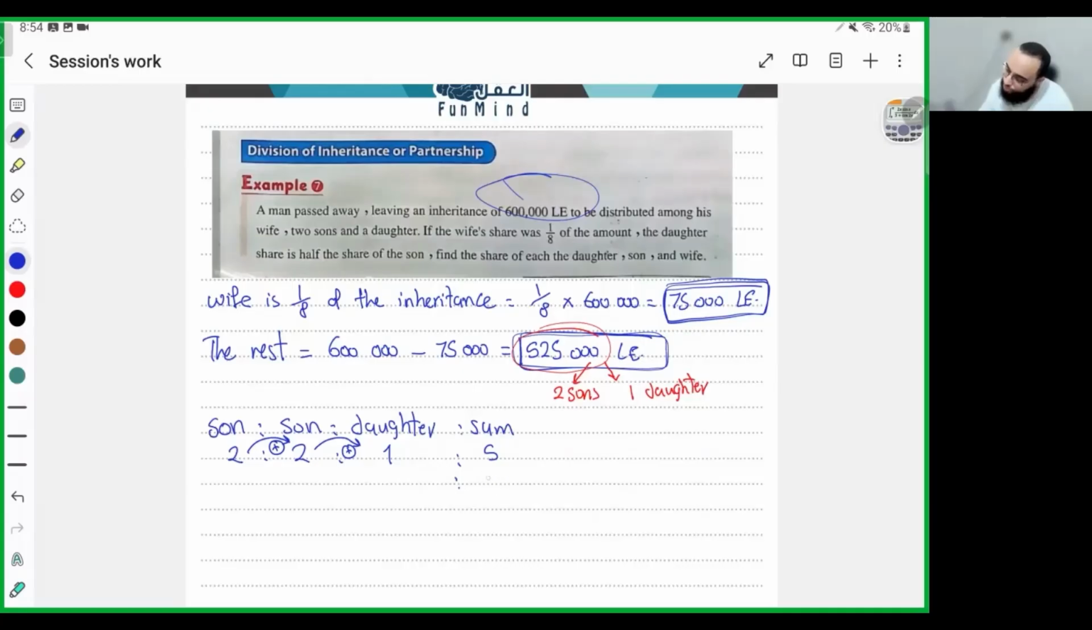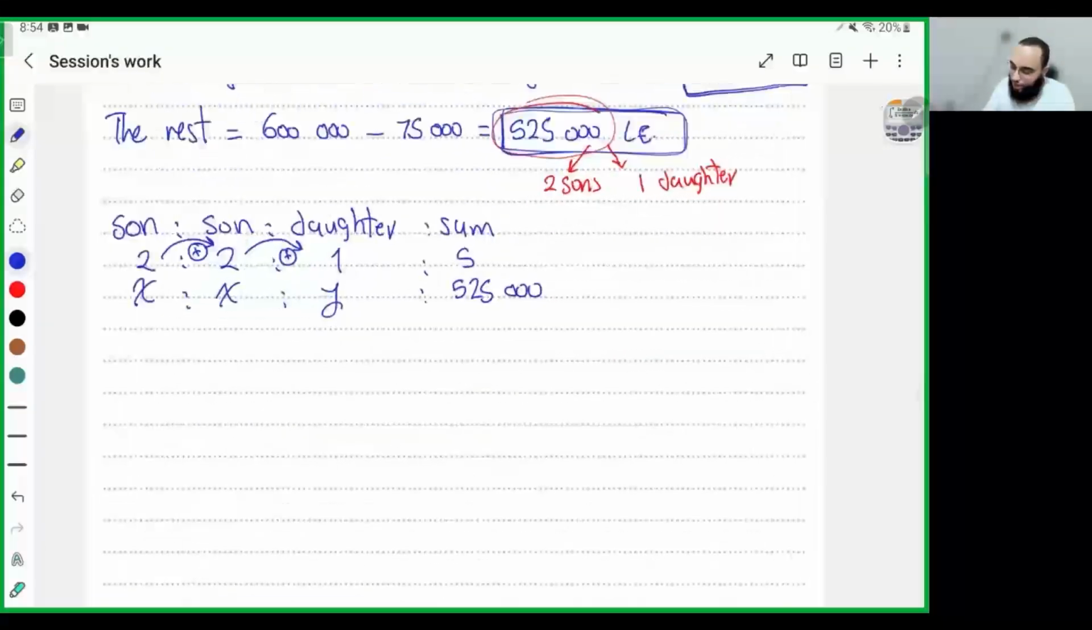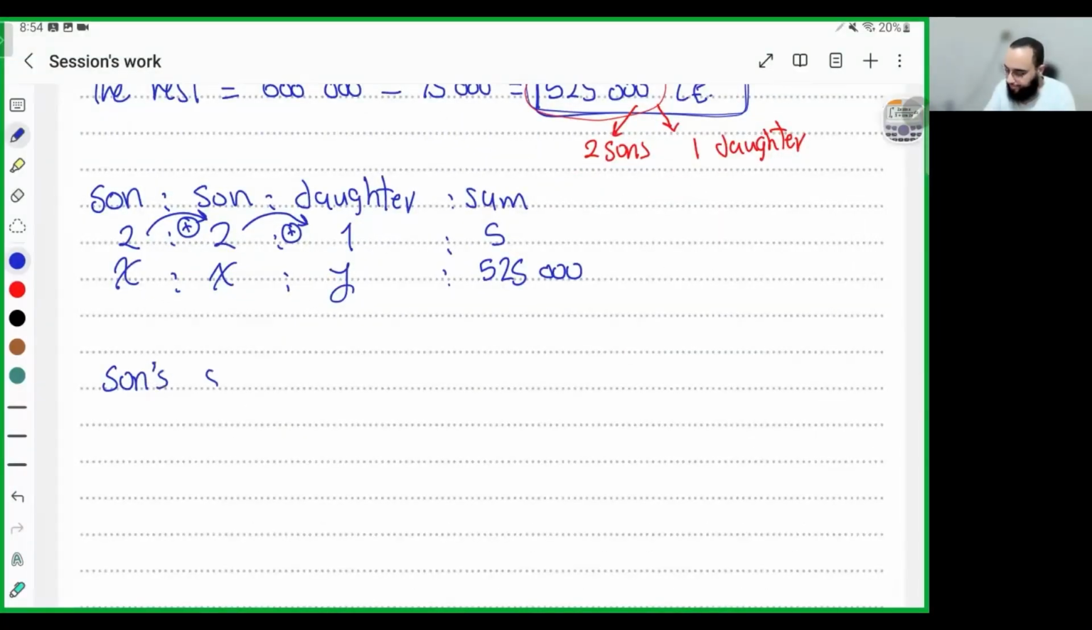Okay. 525,000. This is X and this is Y. Why, mister, didn't you write Y and Z? Because this X is the same X. This is a son and this is the same son. What this one takes, this one will take. Both are like each other. This is X and this is the same X because they are both sons. You can write only one X for them. The value of the first son is the same as the value of the second son.